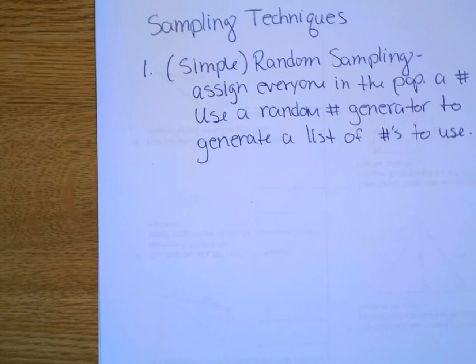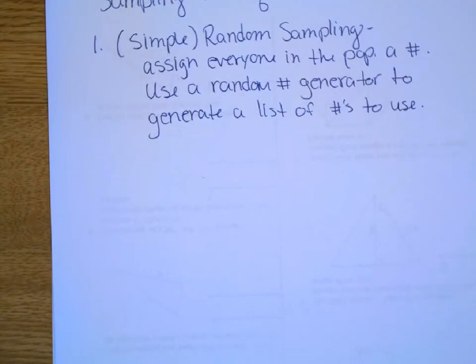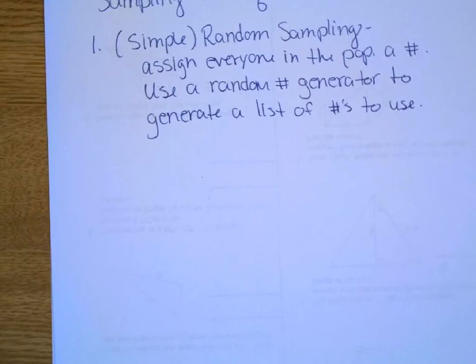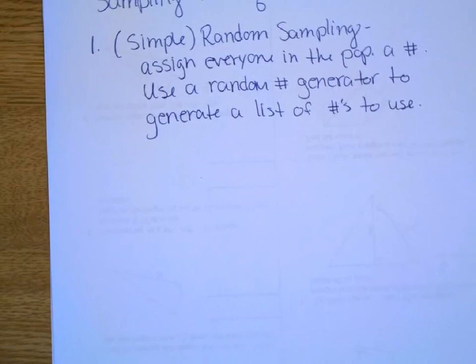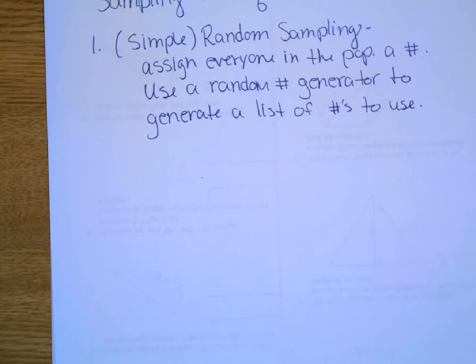Calculators have random number generators, computers have random number generators. If all else fails, you could put slips of paper, 1 through however many, 200, in a bowl, and randomly pick out 20 of them to use. Those are all random number generators. So that's random sampling.